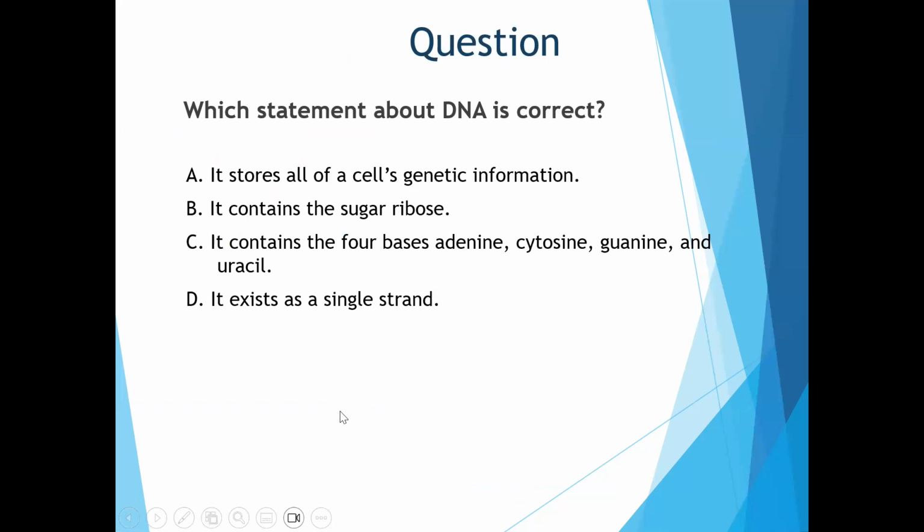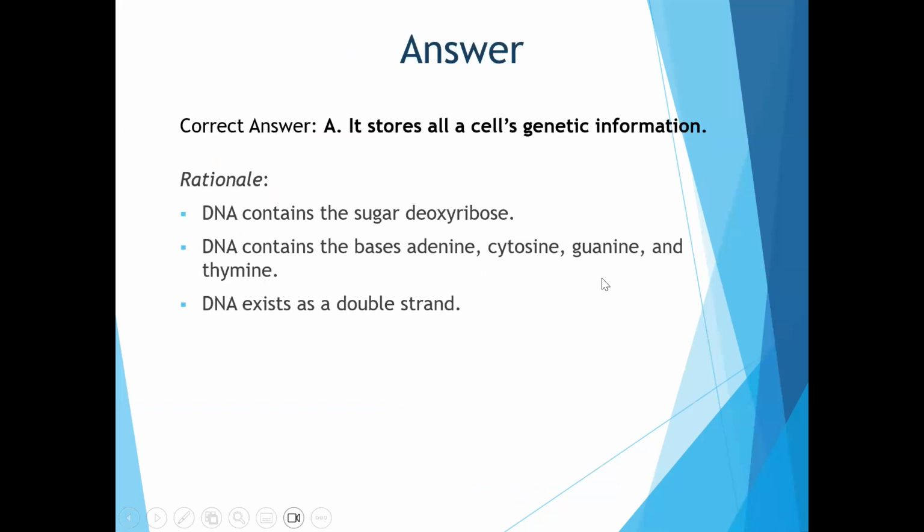All right, which statement about DNA is correct? It stores all of the cell's genetic information. It contains the sugar ribose. It contains the 4 bases adenine, cytosine, guanine, and uracil. Or it exists as a single strand. So A, all the cell's genetic information. The rest of those answers all apply to RNA.